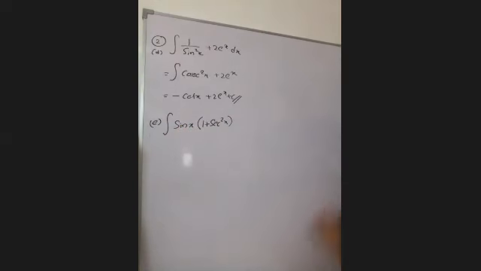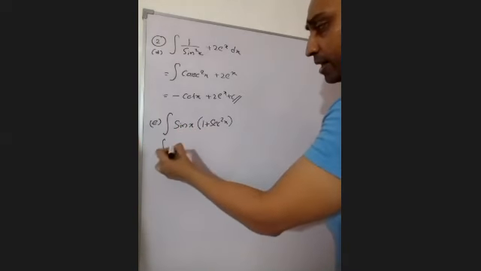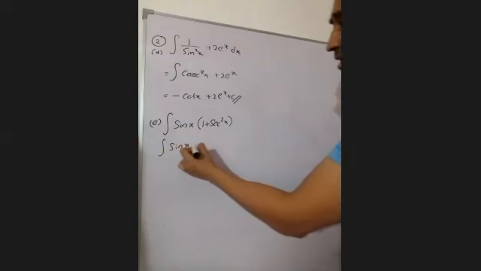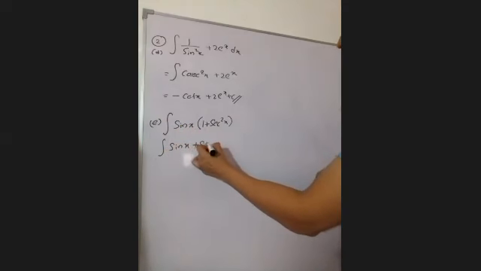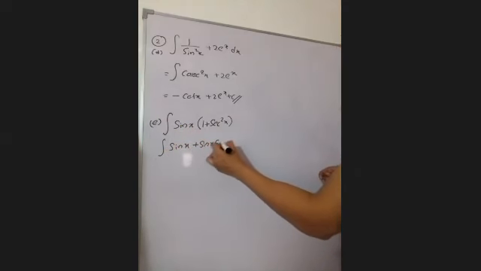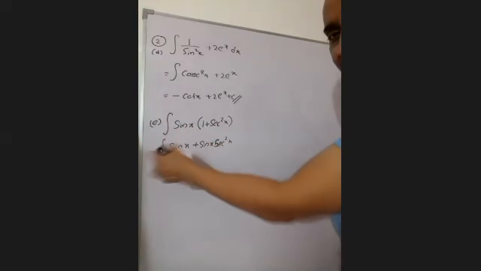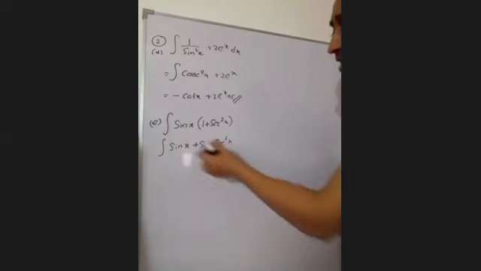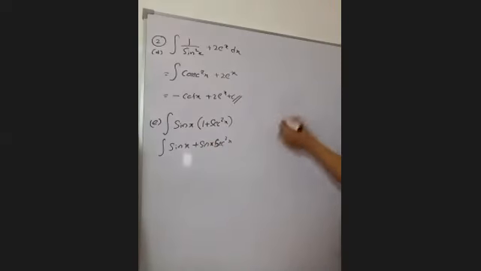Expand the brackets: sin x plus sin x sec squared x. Integration of sin x, we have this answer, but the problem is that we don't have an integration for sin x sec squared x. Let's simplify this and see if we can get something.